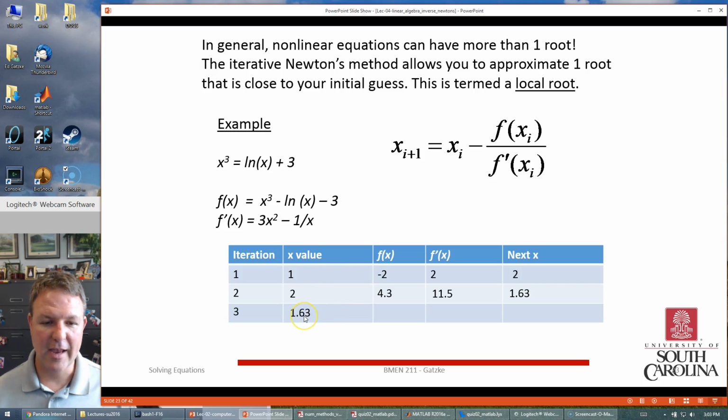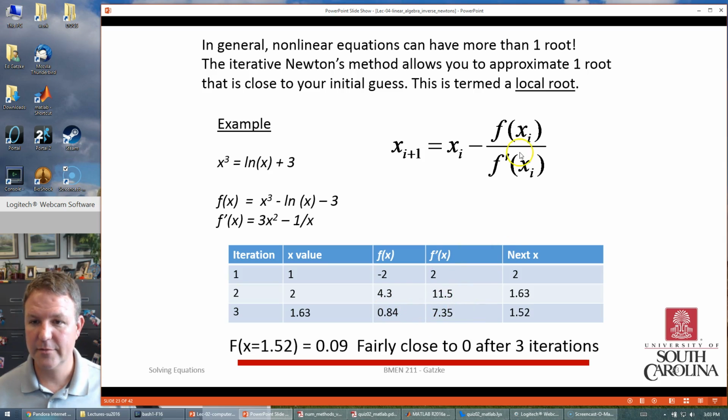So when we have x equals 1.63, we plug that into the function and the derivative function, and we plug those two values in here, and we eventually get to 1.52. If we evaluate that in the function, it's pretty darn close to 0. It's not exactly at 0, but the function started at negative 2, and it went further away, and then got to 0.84 and then 0.09. Another iteration, and we'd be very, very close to 0.